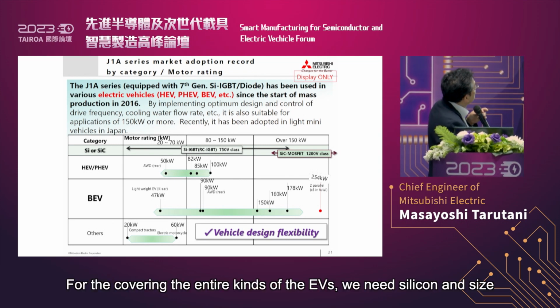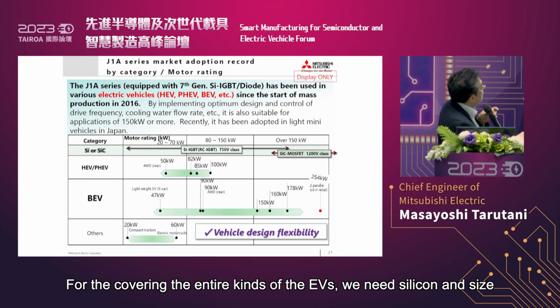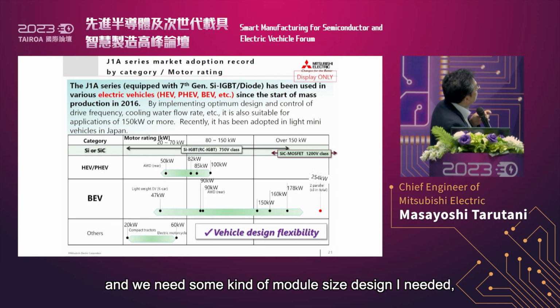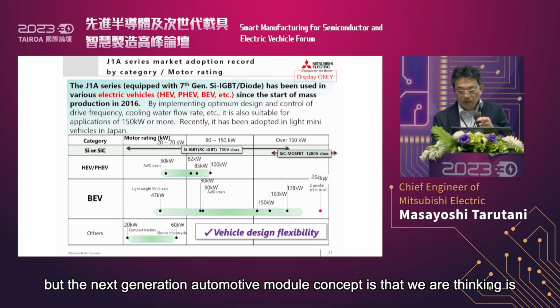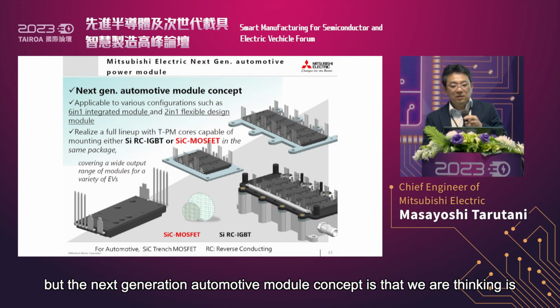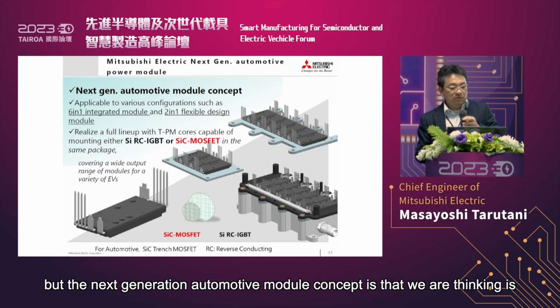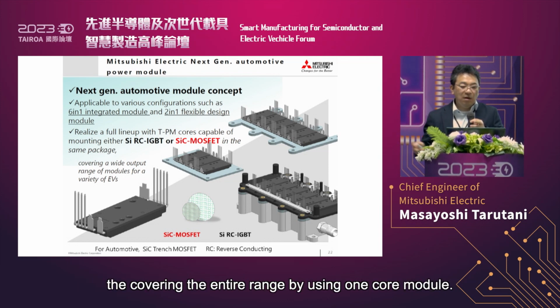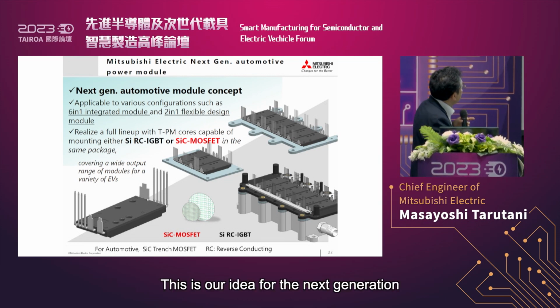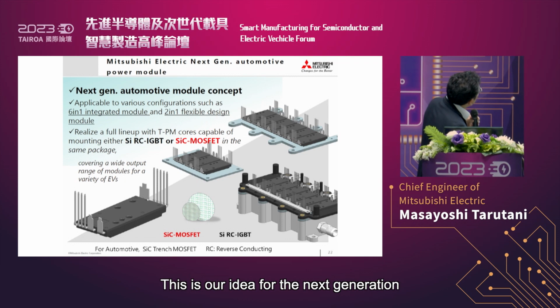For covering the entire range of EVs, we need silicon and SiC, and some kind of module size design is needed. But the next generation automotive module concept that we are thinking of is covering the entire range by using one core module. This is our idea for the next generation.